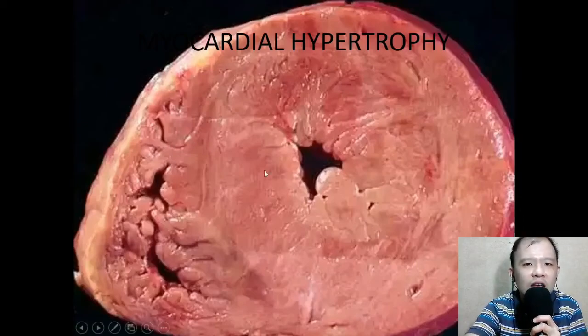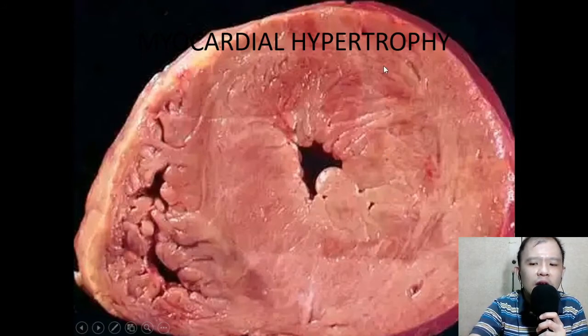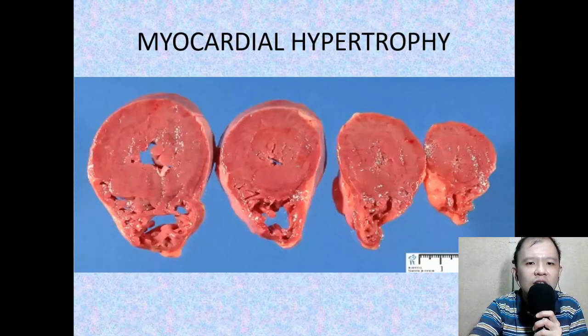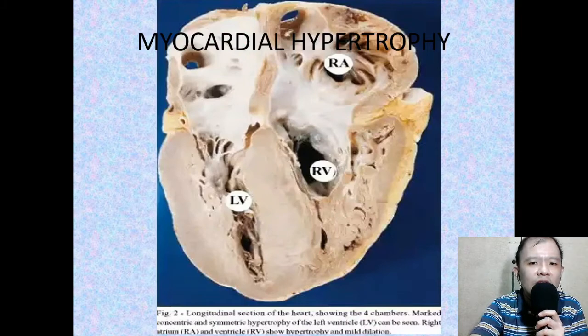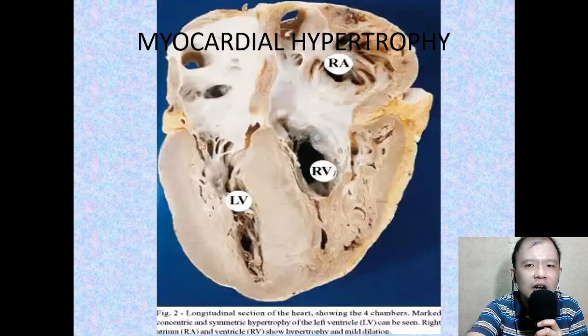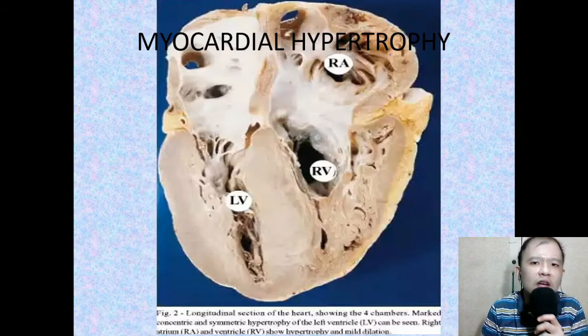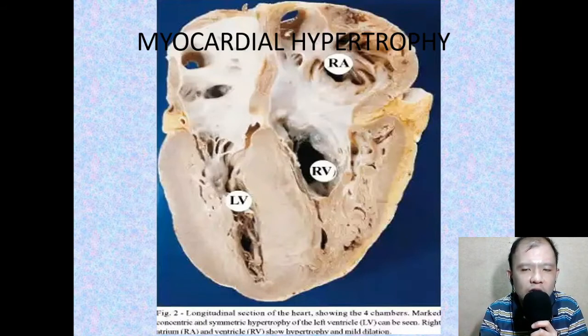This is the myocardium, hypertrophied myocardium. It's most likely this is the ventricle, and take note that in this picture it is the front face of the heart. So we're not looking at the heart as we are seeing it. We're facing the patient. It's the longitudinal section of the front face of the heart.